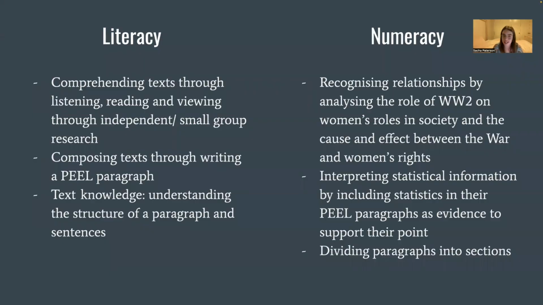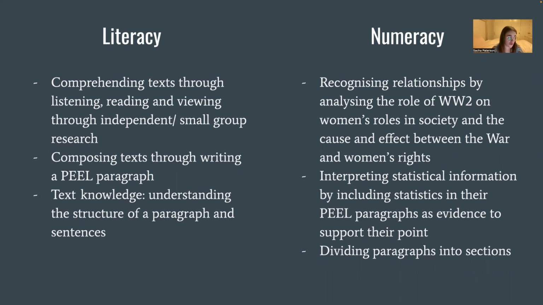Focusing now on literacy and numeracy. For literacy, students comprehended texts either through listening, reading, or viewing, depending on what research they engaged with and what mediums they engaged with. They then composed their own text through writing their own paragraphs. And through this writing, they developed skills in text knowledge by structuring cohesive paragraphs and subject-specific sentences.